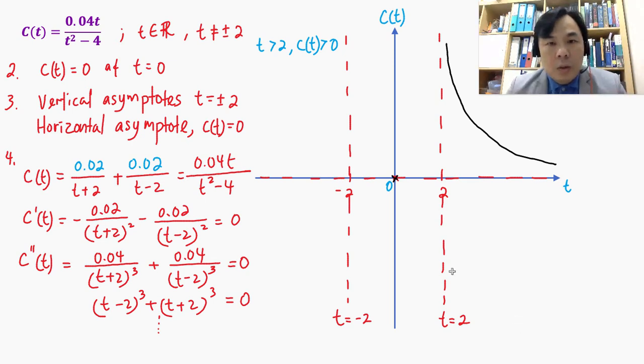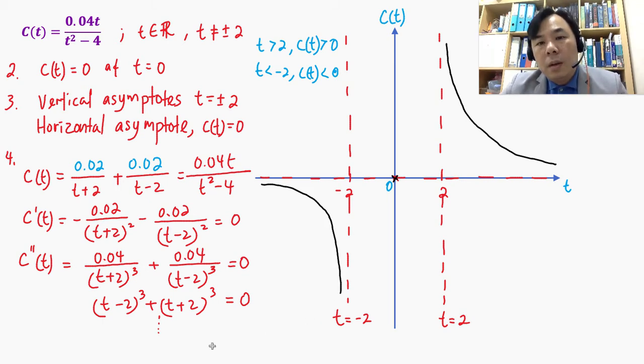And then you can always test out the second part for t that is less than negative 2, for instance. For t that is less than negative 2, you will notice that this denominator is always positive, but your numerator is negative. So therefore, c(t) is less than 0. So anything less than this, the shape would look something like this. All right, now that's the second part of it.